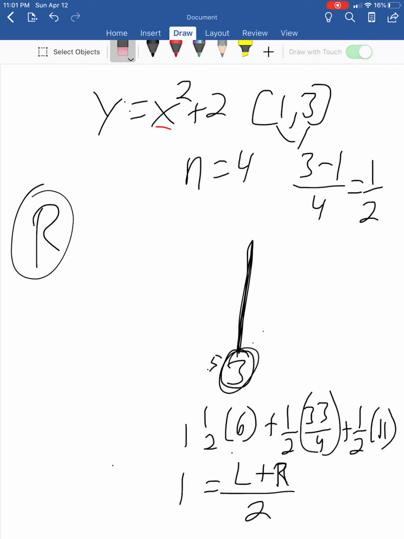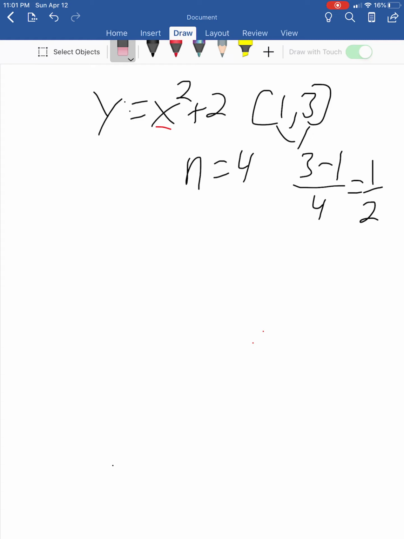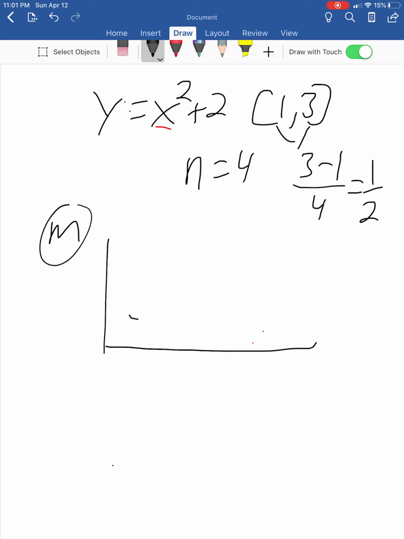So now let me show you how the midpoint works. Okay, so now we're going to do the midpoint Riemann sum. And I'll draw that same curve again. Maybe a little bit bigger this time, a little more spaced out. So there's 1. 3's way over here. 2 right in the middle. So let's approximate using a midpoint Riemann sum.